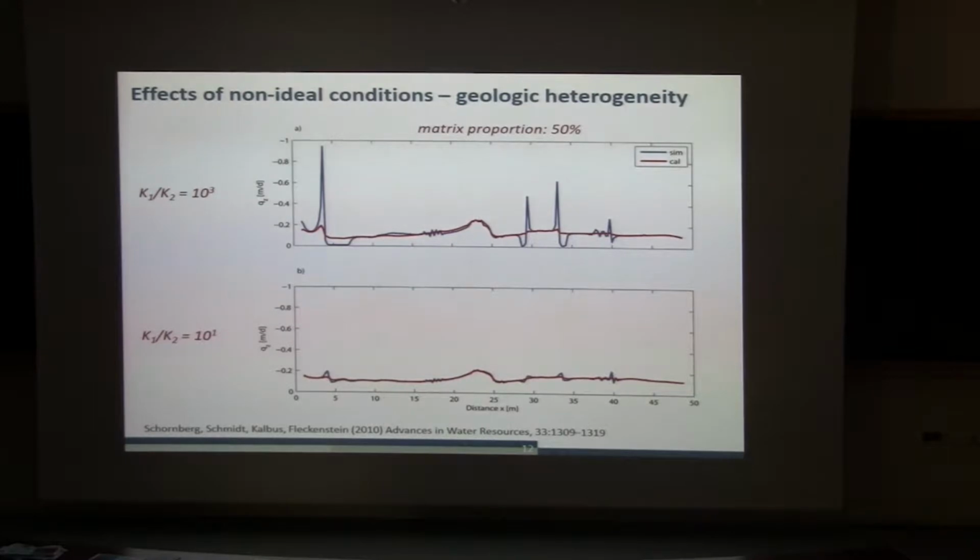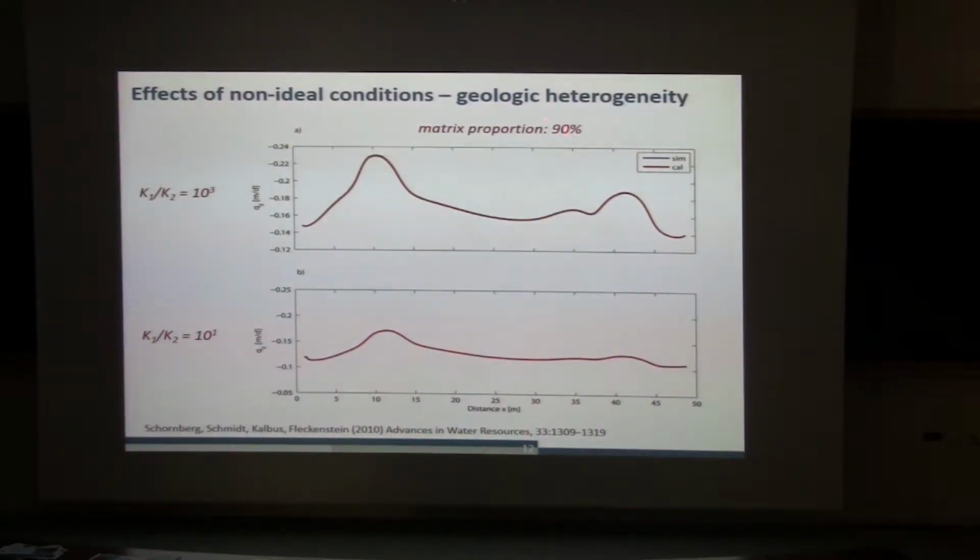It's more problematic if we have larger contrasts in the conductivity. So this is the conductivity contrast in these binary media. In this case, 3 orders of magnitude versus 1 order of magnitude. And here you see that if this contrast is very strong, and this is for 50% proportions of the two materials, then you miss out some of these hotspots that exist just from the structure of the heterogeneity. But if, for example, this proportion changes, and it's 90% low conductivity matrix and then only very few high conductivity zones, then for those cases we looked at, it matches very well again. So we found that we actually could get quite good estimates over a surprisingly large range of non-ideal conditions using those methods.